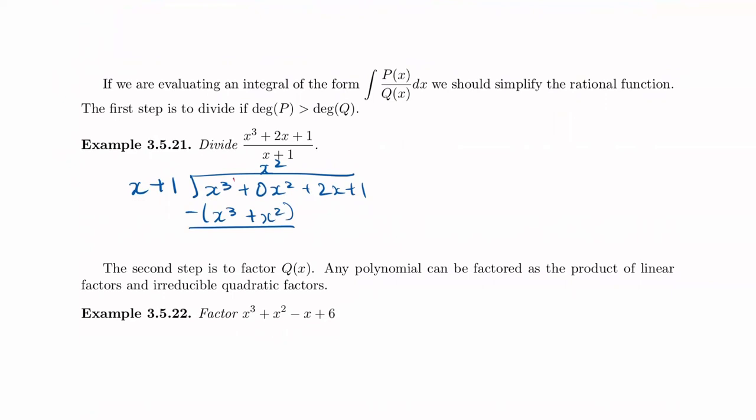So we see x cubed cancels. And so we would just have negative x squared. So how many times does x go into the negative x squared? Well, negative x times. And so that means if I multiply this out, I also have to bring this down. So I have negative x squared minus x.